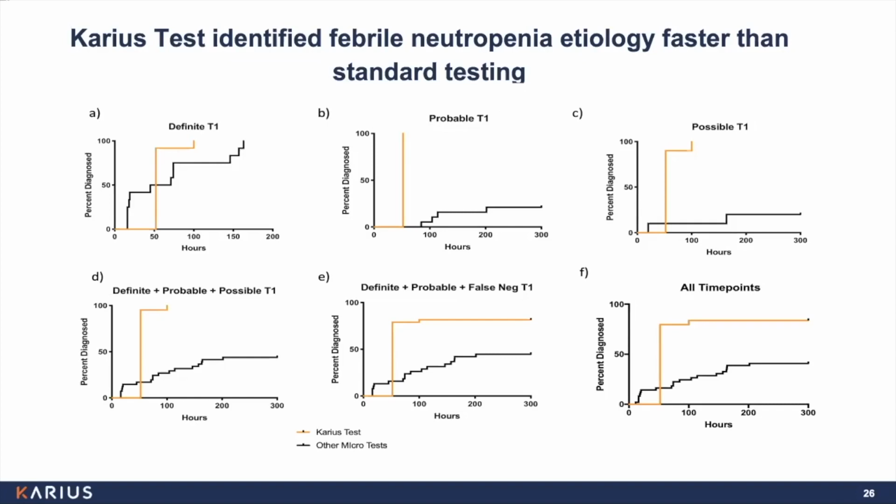Overall, Karius test would have detected an organism earlier in 87.3% of the cases, and that's at all time points. And if we look specifically at those cases in which either standard microbiological tests or blood cultures were positive, that's for 12 cases. Even in that situation, Karius test would have detected the organism earlier in 50% of these cases.